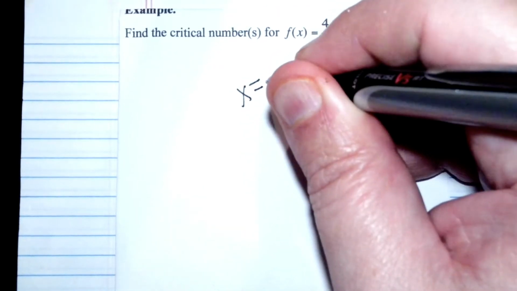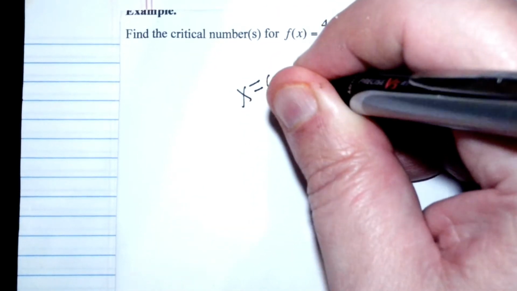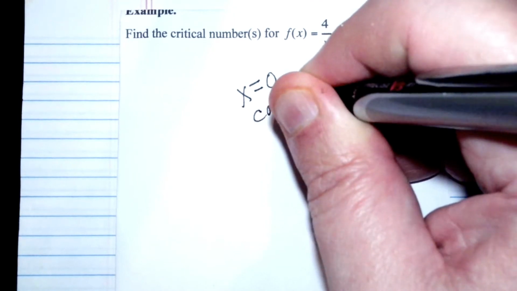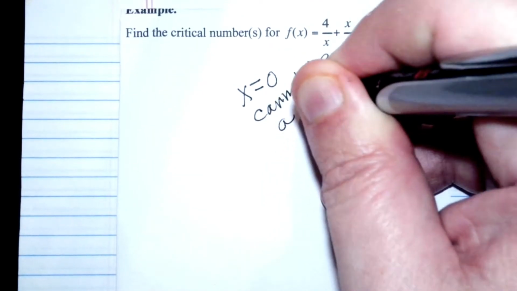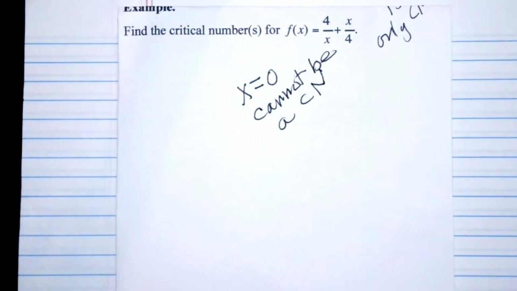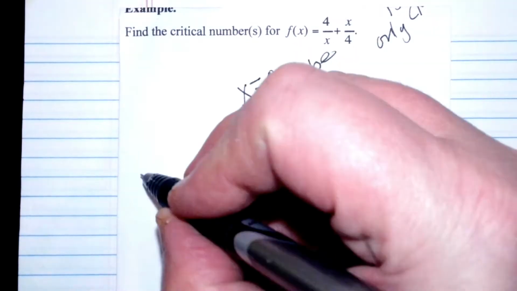So x equals 0 cannot be a critical number. The function has to be defined at a critical number. Alright, so, let's rewrite this function.